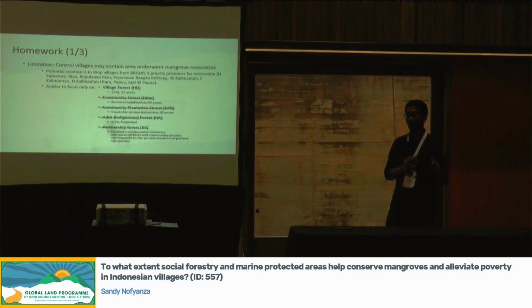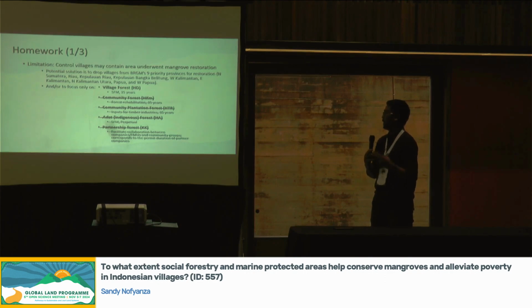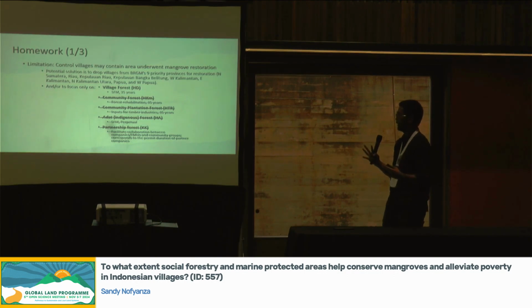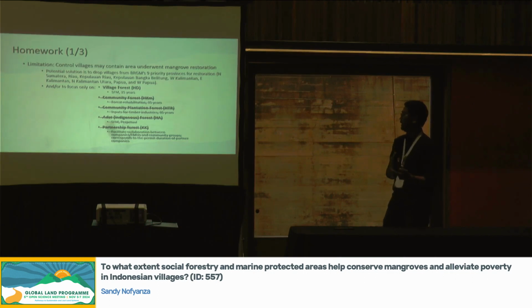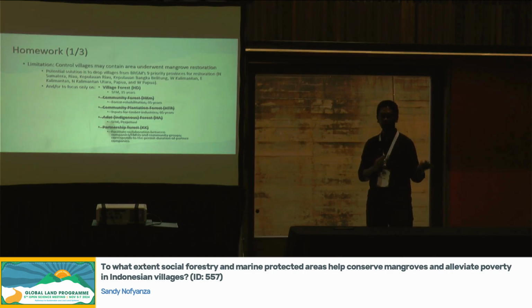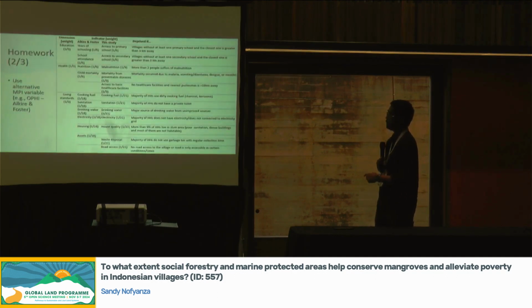Now, this is some of the homework that I imagine I have to do. The control villages may contain areas that underwent mangrove restoration. I need to think about that. Maybe I need to remove some of the provinces, and maybe I need to focus only on one social forestry scheme, which is maybe village forest or community forest, because they are the two that can be found most in mangrove villages.